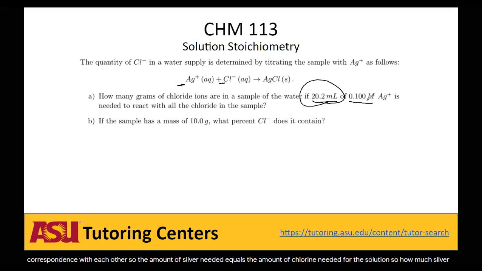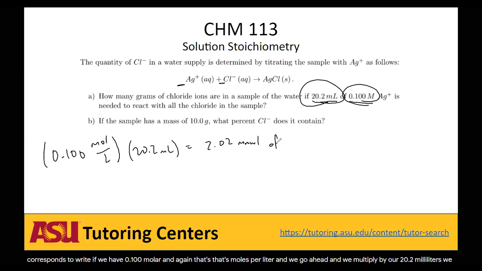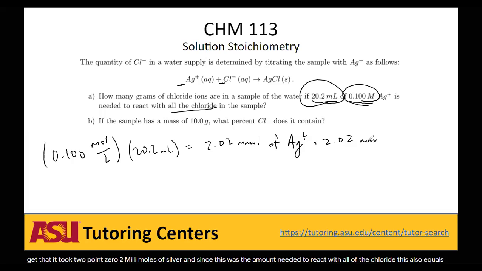We used 20.2 milliliters of 0.10 molar. So we can find the number of moles that corresponds to, right? If we have 0.100 molar, and again, that's moles per liter, and we multiply by our 20.2 milliliters, we get that it took 2.02 millimoles of silver. And since this was the amount needed to react with all of the chloride, this also equals the number of moles of chloride that we initially had. So we initially had 2.02 millimoles of chloride ions.